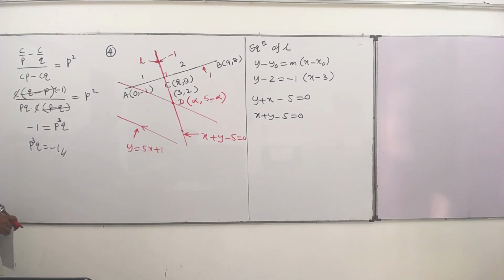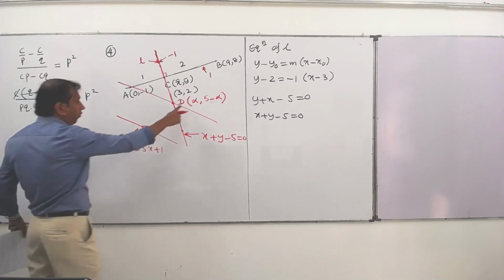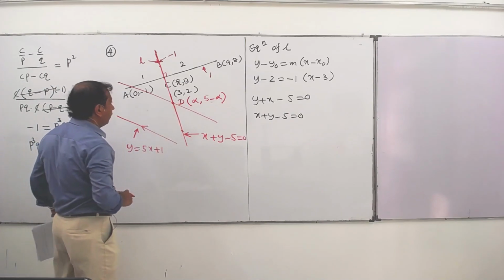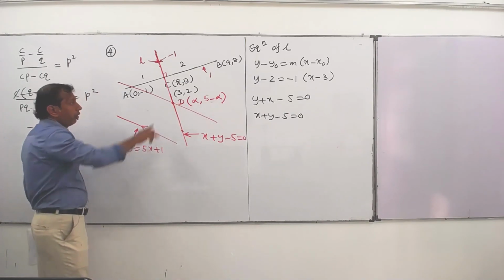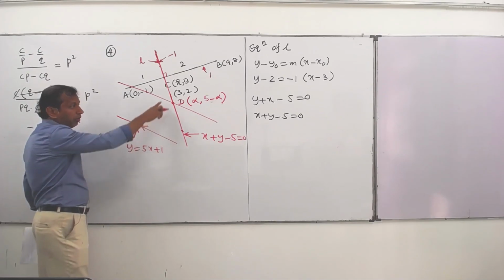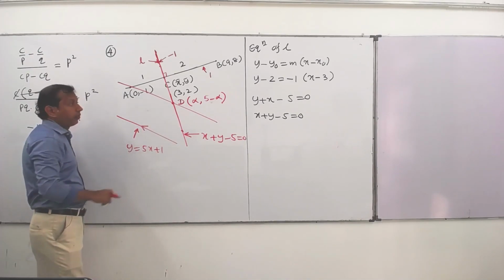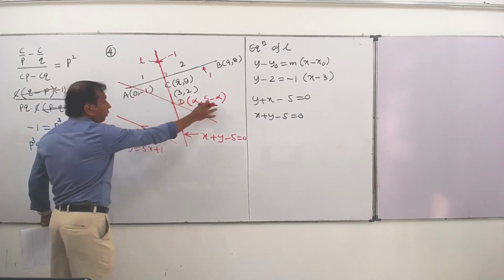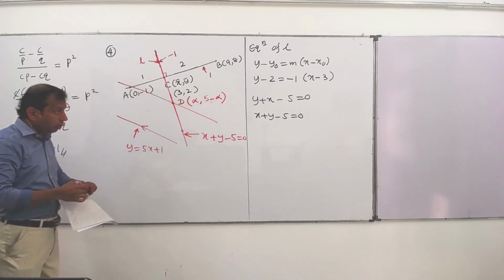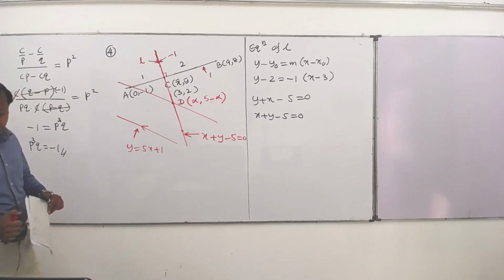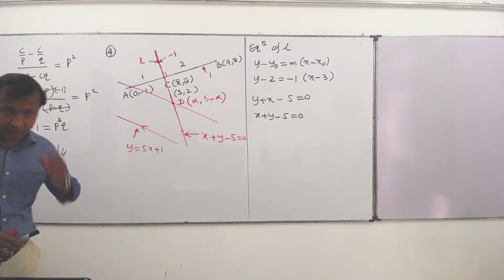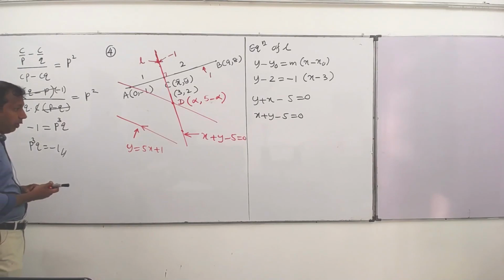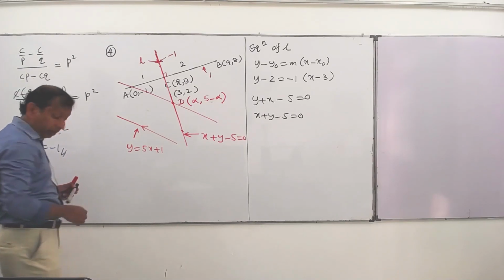Understood? Now, if we can find this alpha, then we can find D. Alpha can be found like this. This line and this line are parallel. When two lines are parallel, gradients are equal. Now, the gradient of this line we can find by using the coordinates of this A and this D. Then we can find alpha, and thereby we can find this point D. Okay? Then I can write it like this.